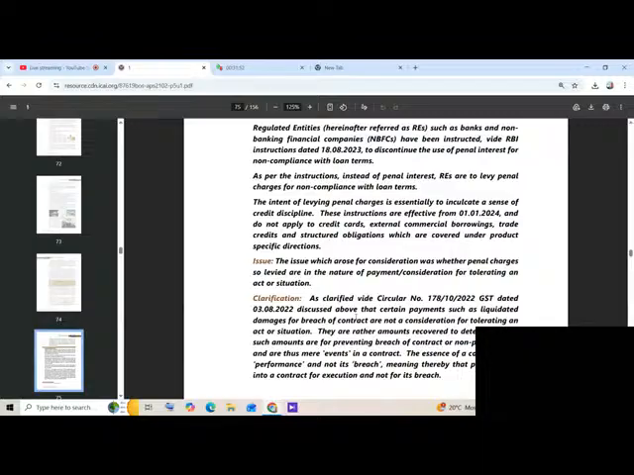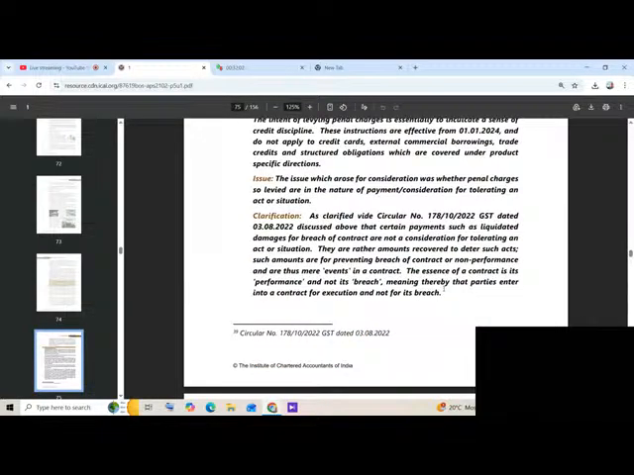Issue: the issue which arose for consideration was whether penal charges levied are in the nature of payment or consideration for tolerating an act or situation. As clarified via Circular 17810 dated 2022, as discussed above, certain payments such as liquidated damages for breach of contract are not a consideration for tolerating an act or situation. They are rather amounts recovered to deter such acts. Such amounts are for preventing breach of contract or non-performance and thus mere events in a contract.